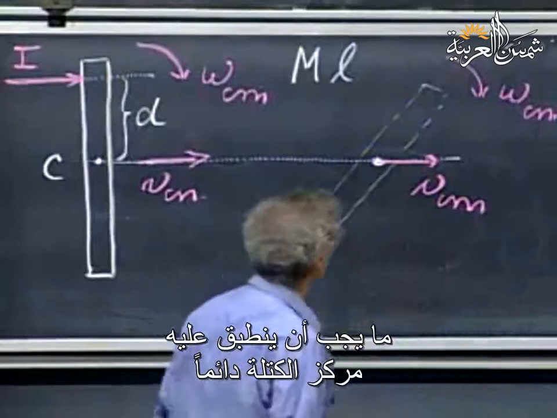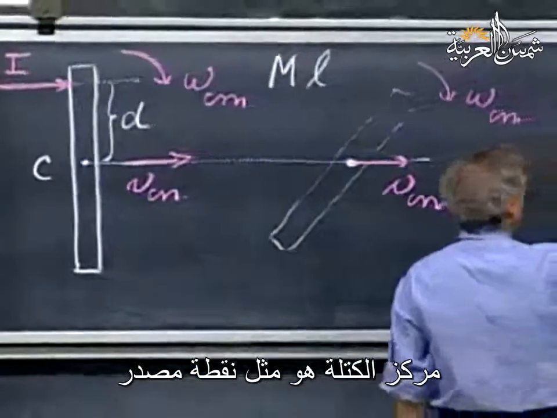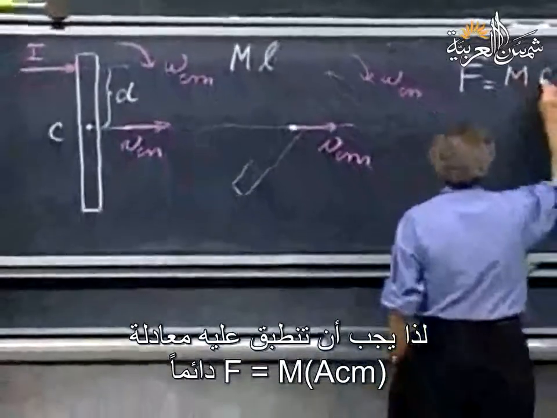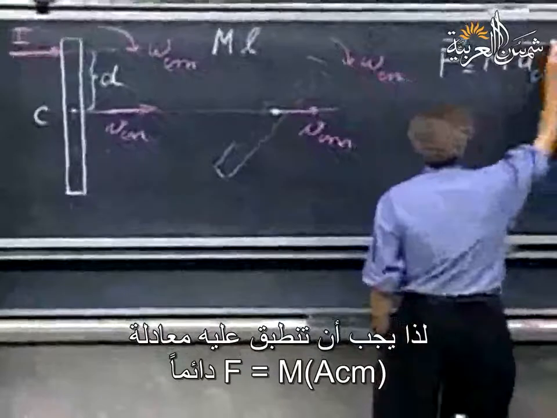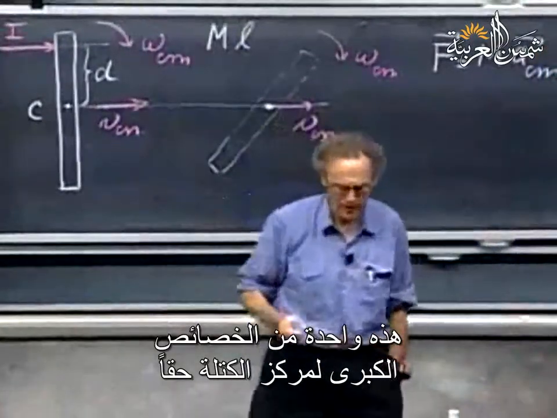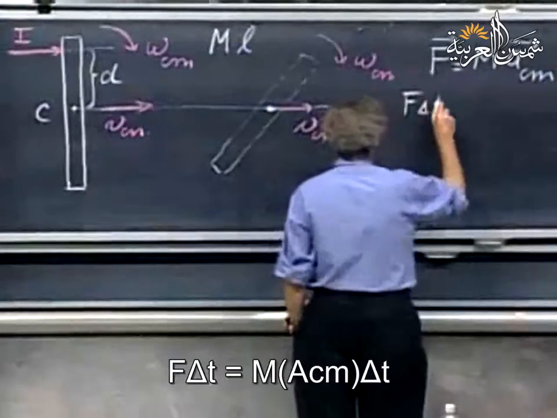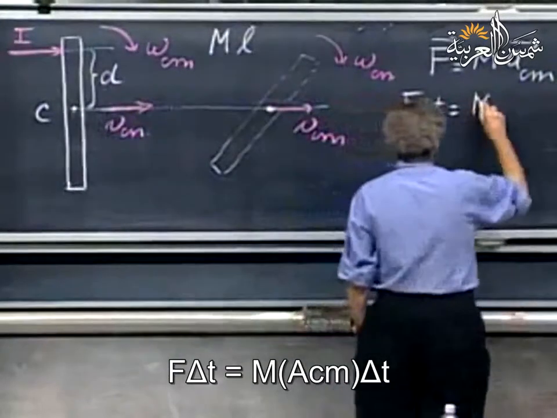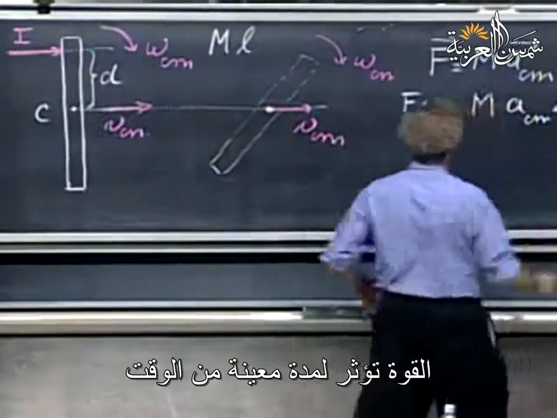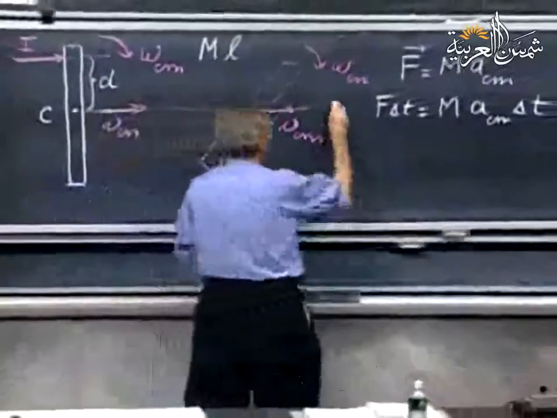For the center of mass, what must always hold, the center of mass acts like a point source. So it must always hold that F equals m a of the center of mass. That is really one of the major characteristics of the center of mass. So if we look at magnitude, F delta t equals m times a center of mass delta t. The force acts for a certain amount of time, and that's the impulse.